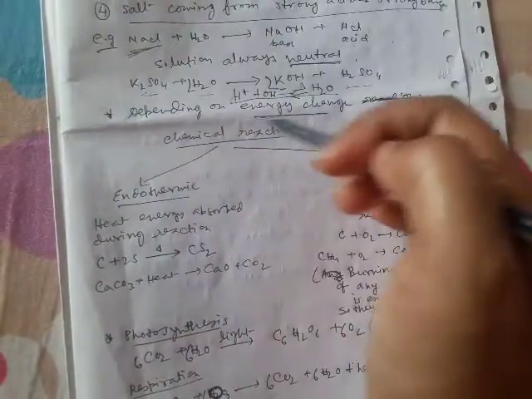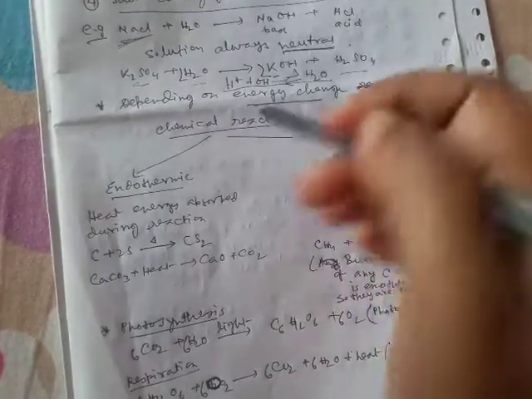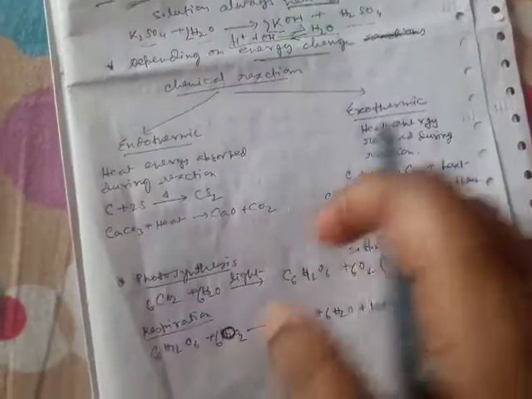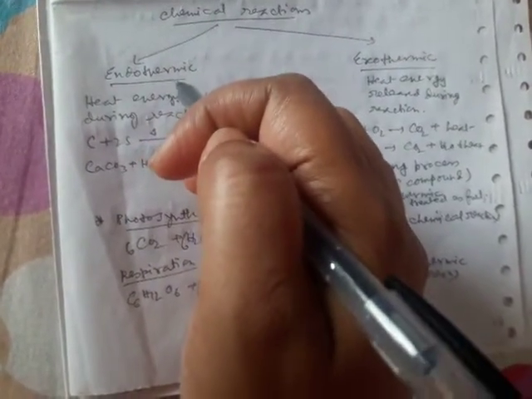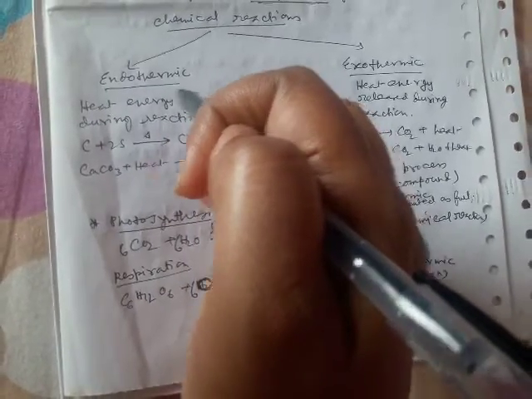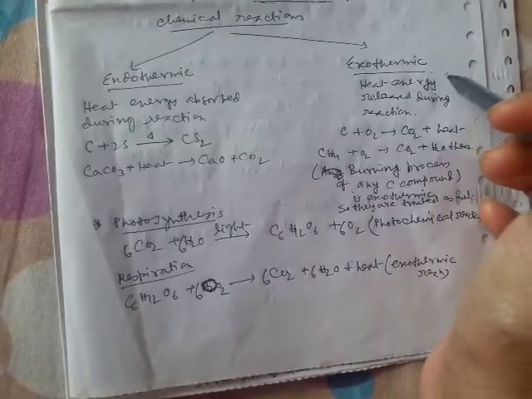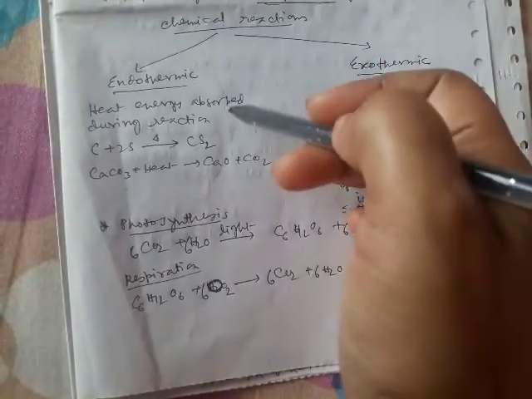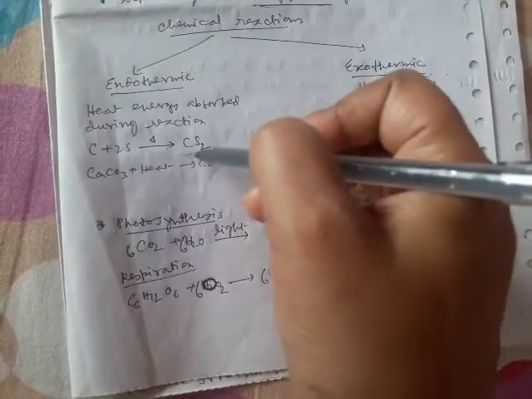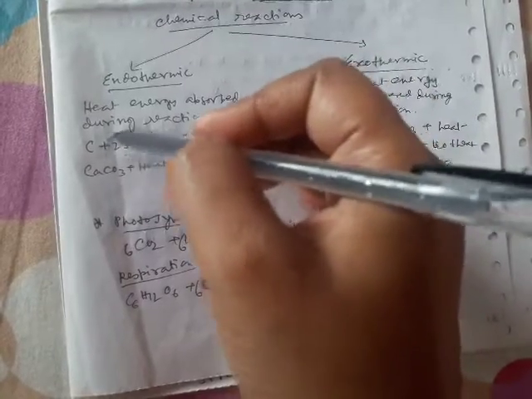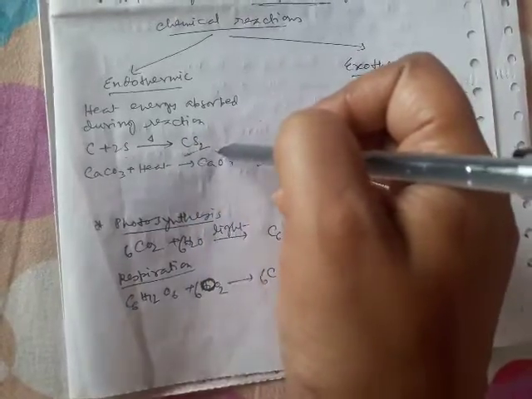Now, depending on the heat change of any reaction, we can categorize any chemical reaction as an endothermic or exothermic reaction. What is an endothermic reaction? When heat is absorbed in any chemical reaction, this is called an endothermic reaction. When heat is released in any chemical reaction, this is called an exothermic reaction. Endothermic reaction example: when carbon reacts with sulfur to form carbon dioxide, heat is absorbed. We have to give some amount of heat energy to produce the product.